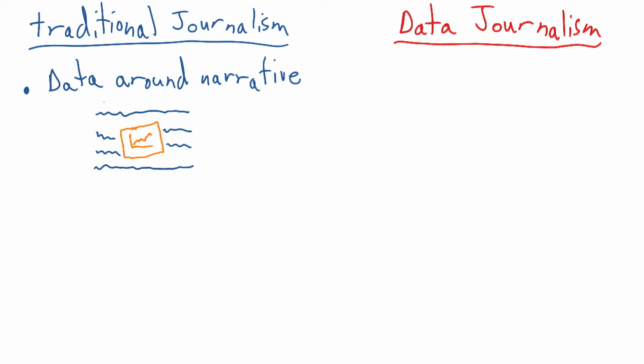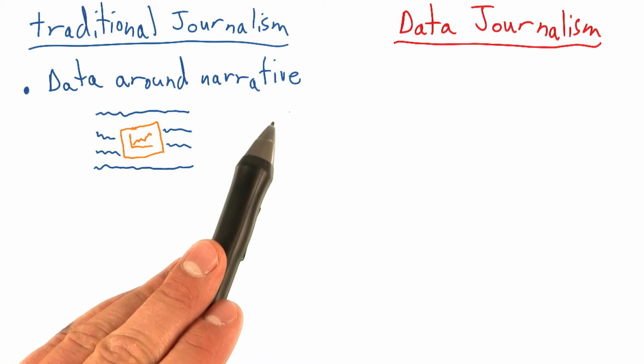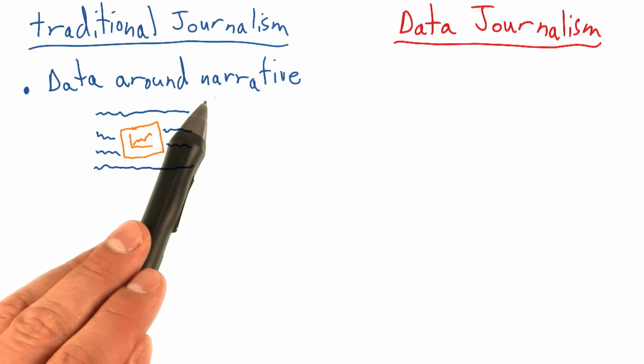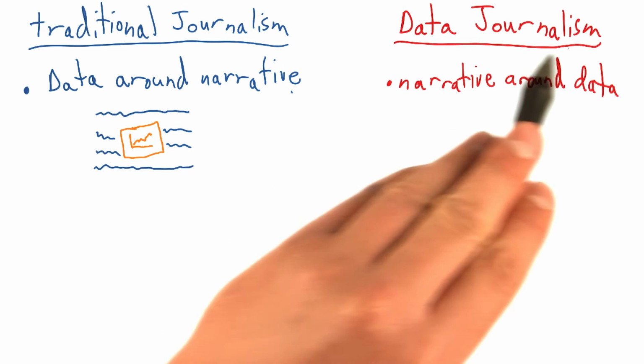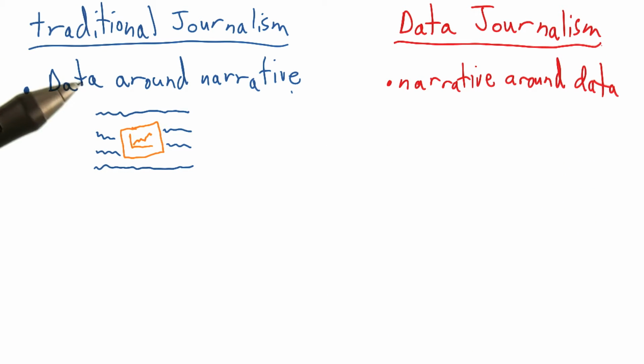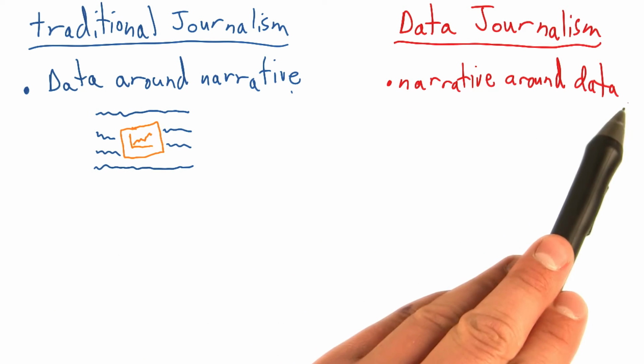For example, you might be reading a news article that uses a chart to support some claim it makes in the overall narrative. I say here data around narrative to refer to the fact that the narrative is the focus of the journalistic piece and the data merely exists in a secondary and supporting role. Data journalism, on the other hand, places the data front and center and builds a narrative around the data.